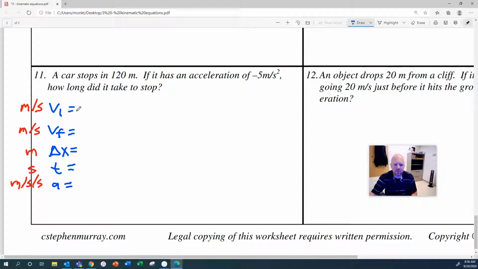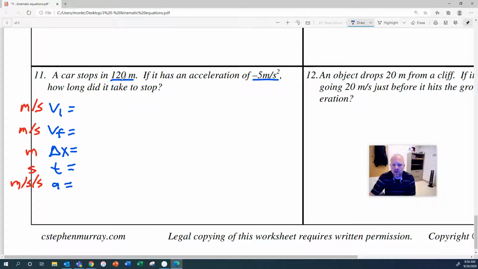But the example that's given here, number 11, is what I want to go through. It says a car stops in 120 meters. If it has an acceleration of negative 5 meters per second squared, how long did it take to stop? And so step number 1 is underline any values that are given to you. You'll notice that we only have 2.